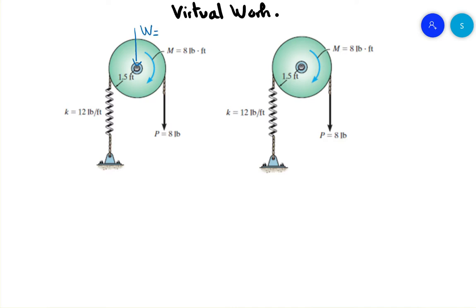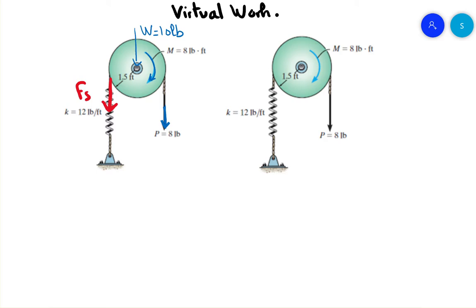The weight is equal to 10 pounds. The force P that is applied is equal to 8 pounds. We have a moment applied in the middle of 8 pound times feet. The spring is originally unstretched, and after we rotate, the spring is stretched, so we have the force of the spring going down because the spring is stretched.